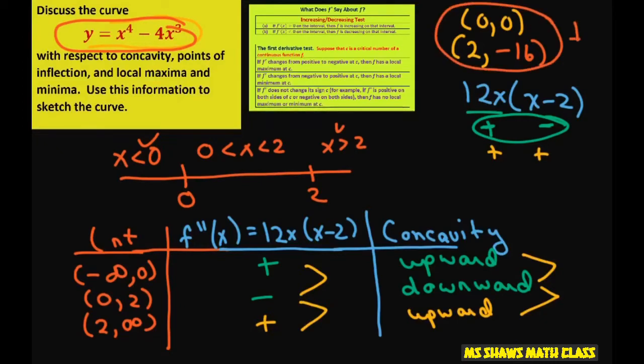So these are your inflection points, which I'm going to call IP. And your minimum value was at 3 comma negative 27. So let's look at the graph.